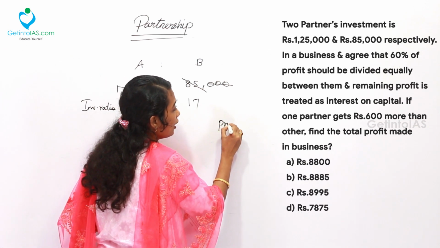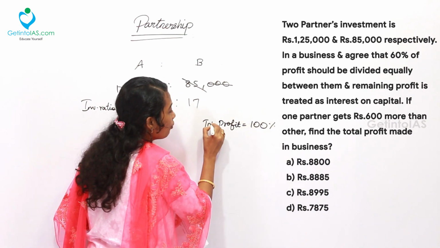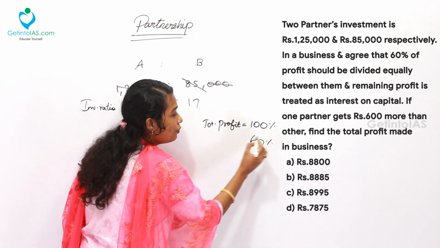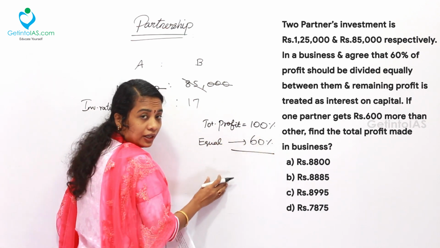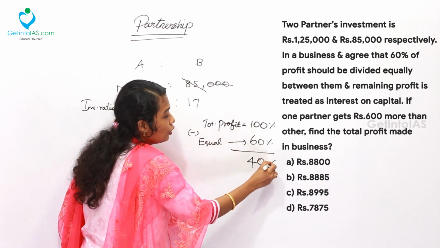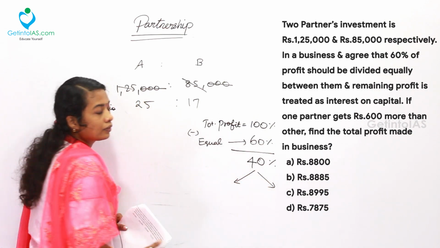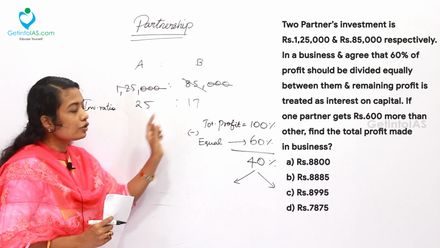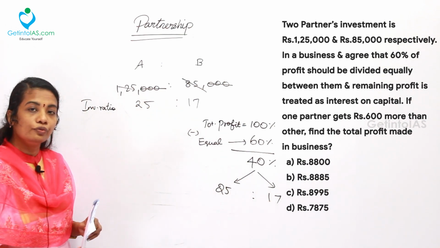Always you know that profit is said to be 100%. This is total profit, always said to be the 100%. Out of that, 60% is to be divided in equal share. So what is the remaining after deducting this equal share? 100 minus 60, which is said to be 40%. This 40% of the total profit is to be divided into 25:17 ratio between A and B. That is the point over here.